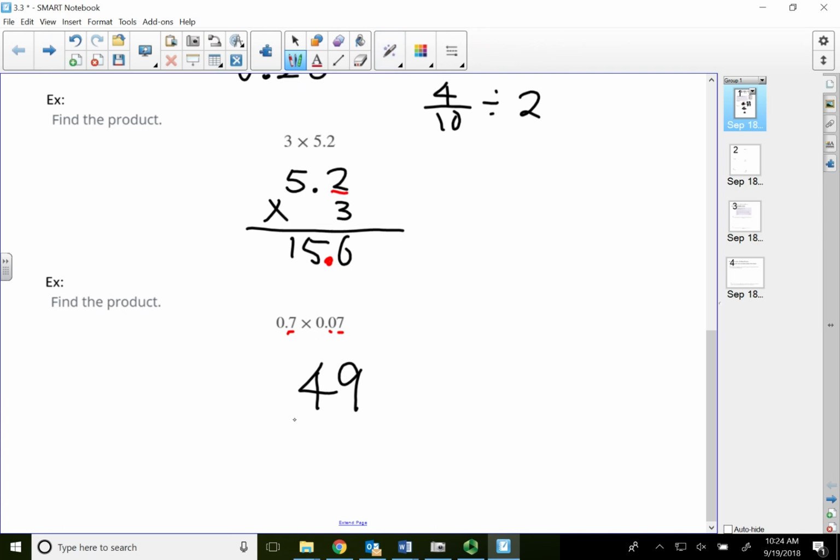So if you look at this product, 49, the decimal is actually behind the 9. I actually need to count 3 decimal places backwards. So that's 1, 2, 3. The decimal is right here. There's one empty slot where I can put my 0 in. So my answer, 0.049, will be the answer. All right. Let's try a few more.